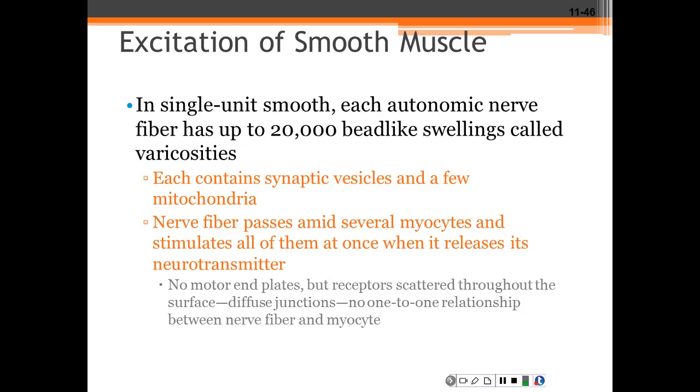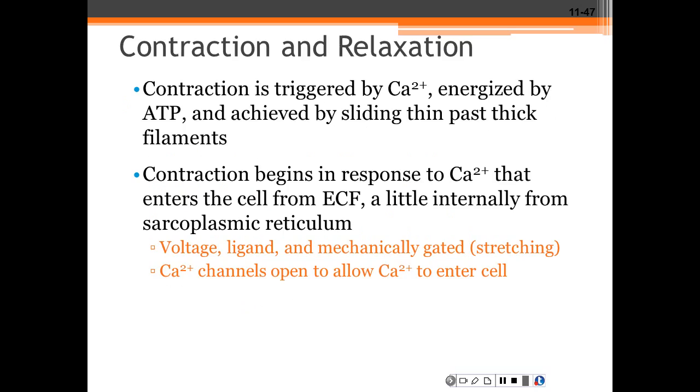Now, some single unit smooth muscles, especially in the stomach and the intestines, have pacemaker cells that set off waves of contraction, and that is autorhythmic. Now, contraction in smooth muscles is triggered by calcium, energized by ATP, and involves the sliding of thin filaments over the thick filaments. And this is called the mechanism of excitation-contraction coupling.